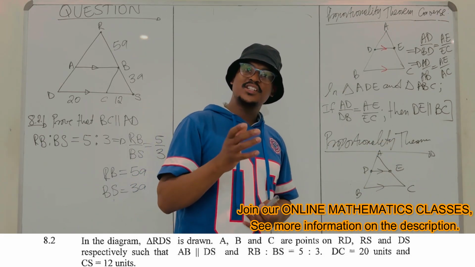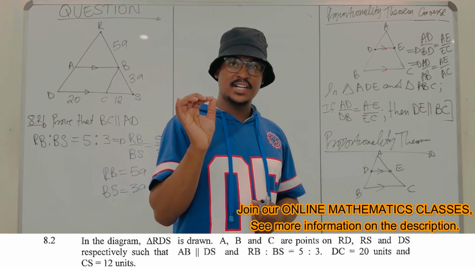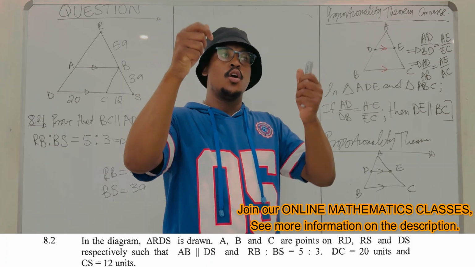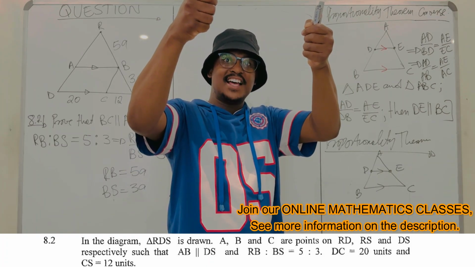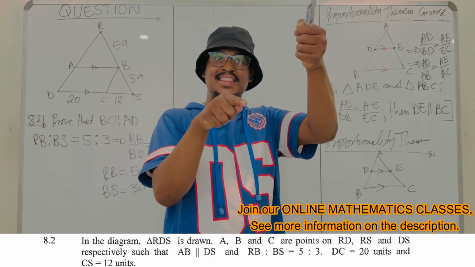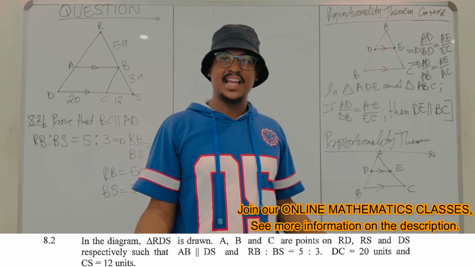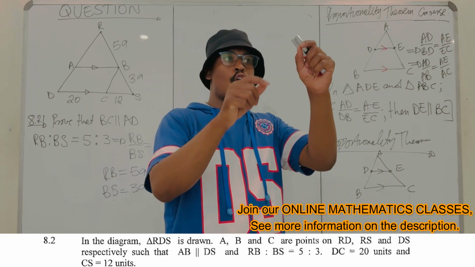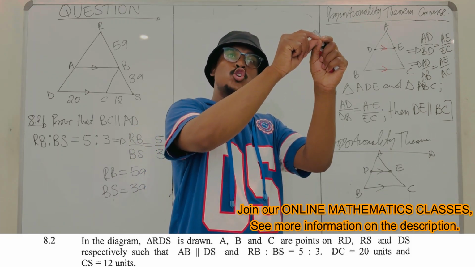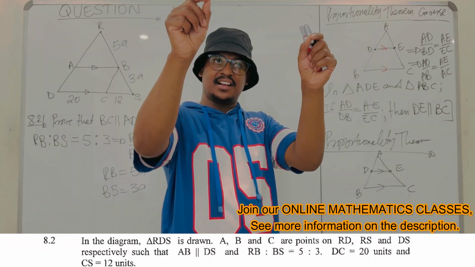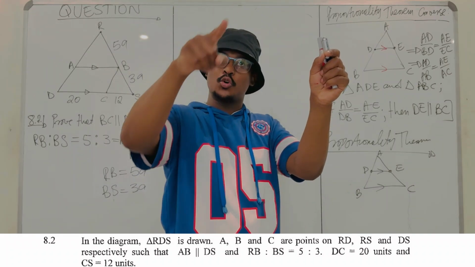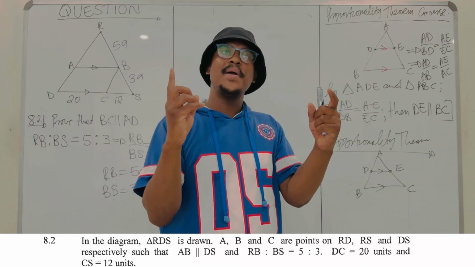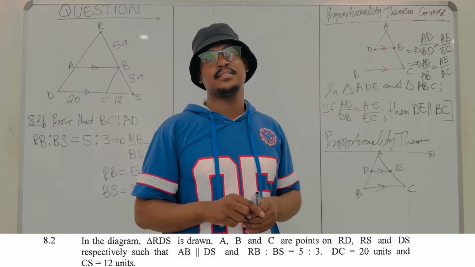So, the proportionality theorem says that if you are given a triangle, and you have a line that joins 2 sides of that triangle, such that that line is parallel to the 3rd side, then the ratio of the corresponding parts will be the same. The converse says that if I give you the triangle and you join 2 sides of the triangle such that that line divides the two sides proportionally, then that line will be parallel to the third side.